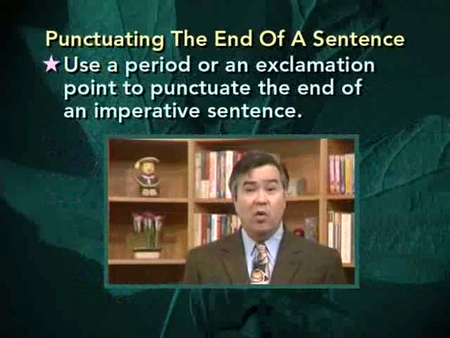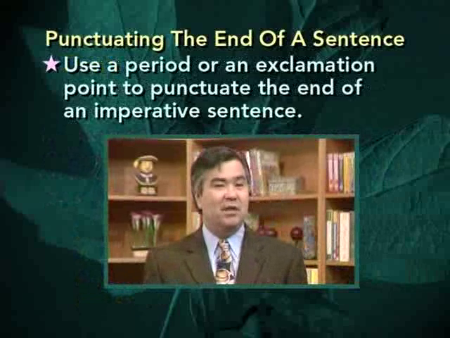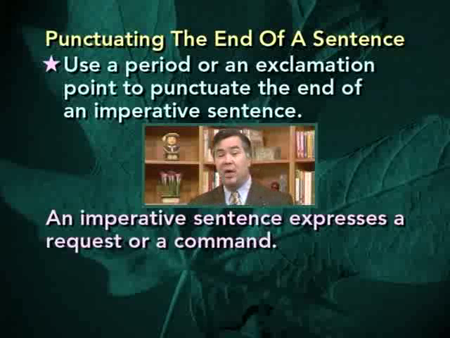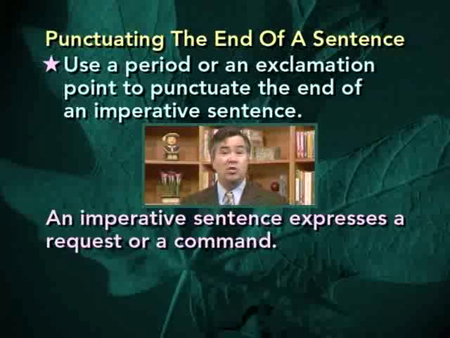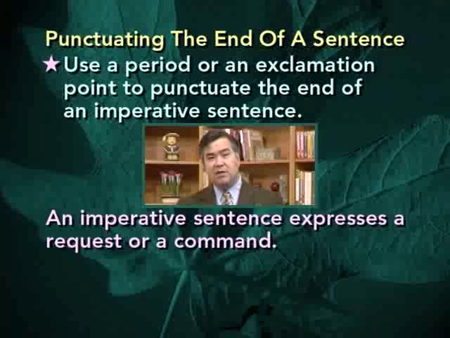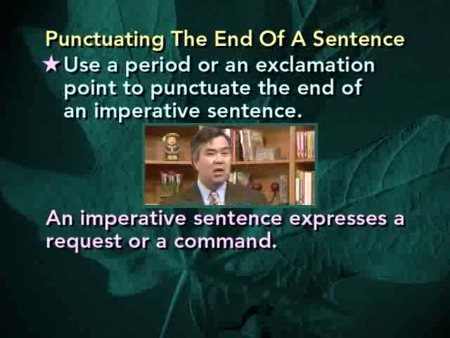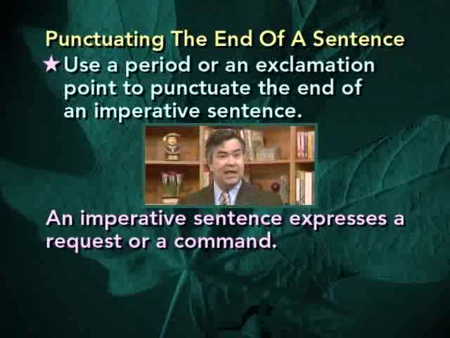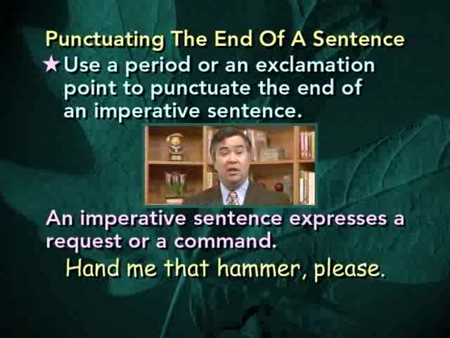Now, the third type of sentence. Use a period or an exclamation point to punctuate the end of an imperative sentence. An imperative sentence expresses a request or a command. When you're asking or ordering someone to do something, you are writing an imperative sentence. And an imperative sentence may end with a period or an exclamation point. It all depends on the nature of the request or the command. Let's take a look at a couple of examples. Hand me that hammer, please.